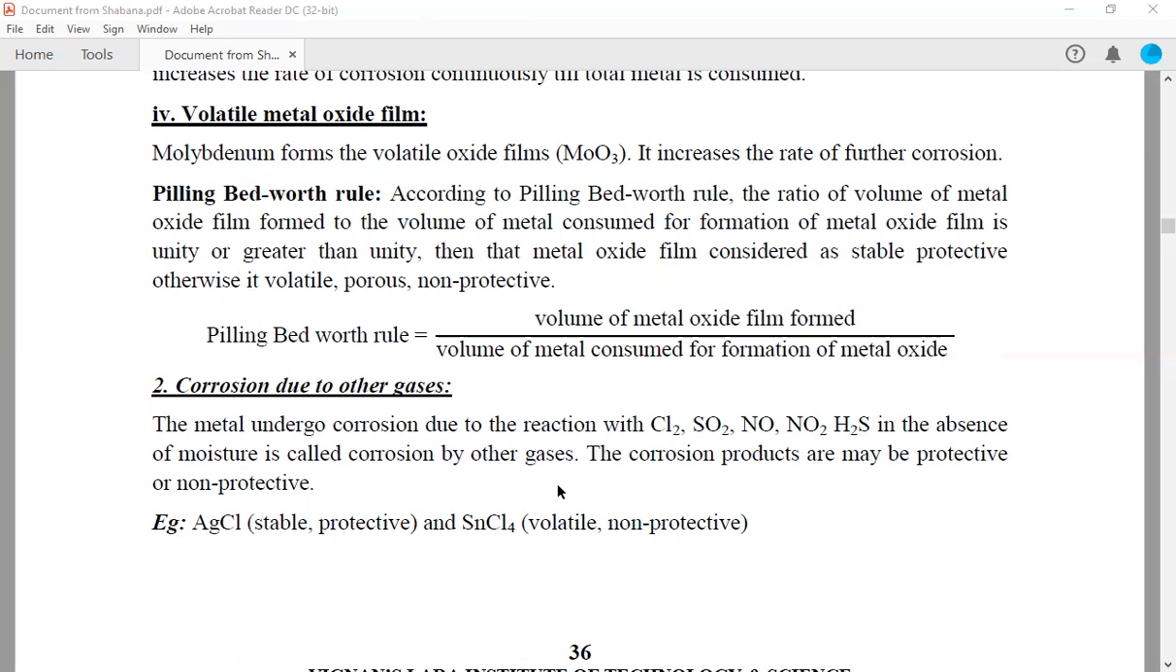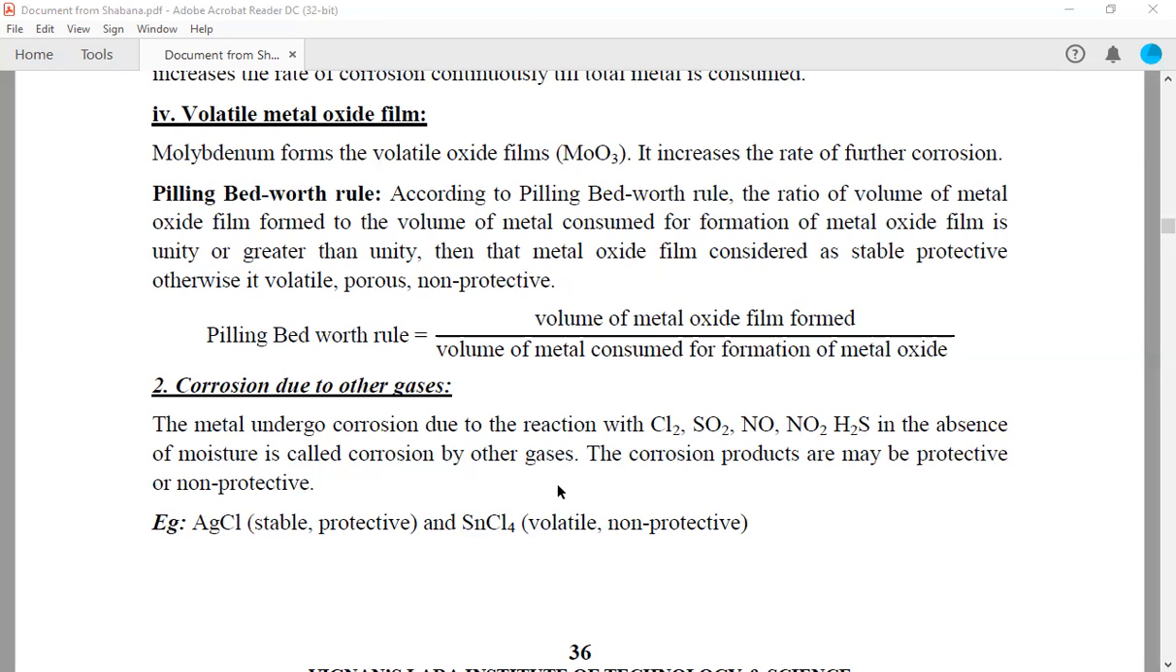If the corrosion layer has less volume than the metal, then strain is developed on the layer, producing cracks and pits, creating access for the corrosive gases to reach the underlying metal. Thus, the whole metal is gradually destroyed.